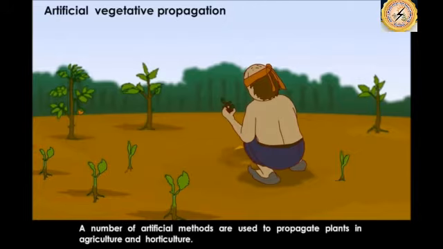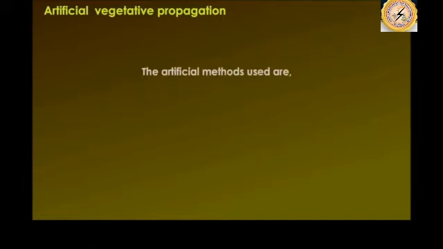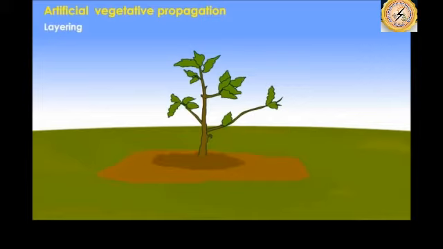Focusing on the different types of vegetative propagation. A number of artificial methods are used in agriculture as well as in horticulture. These artificial methods for vegetative propagation are layering, cutting, grafting, and tissue culture. These are the various methods. Let us observe one by one.